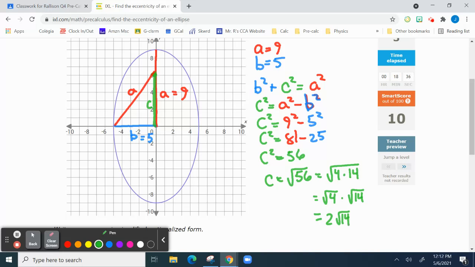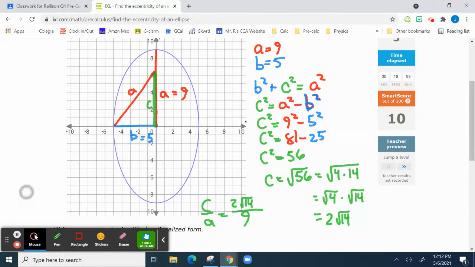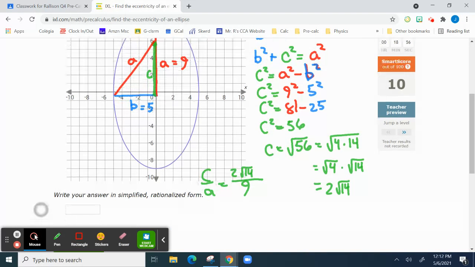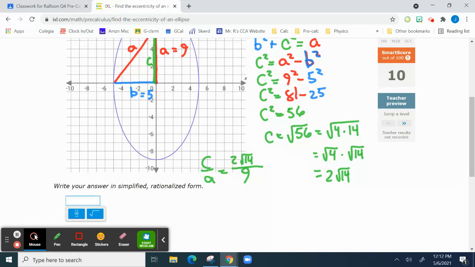Okay, so then our answer is going to be C over A, right? So that's going to be 2 square root of 14 over A, which is 9. Well, that's a really ugly looking answer, isn't it? I hope it's right. Two square root of 14 over 9. I'm scared.